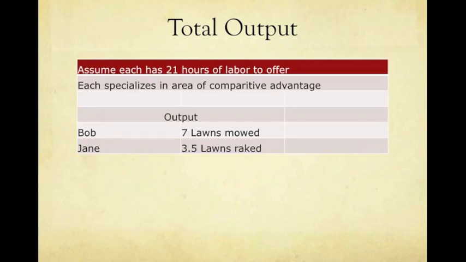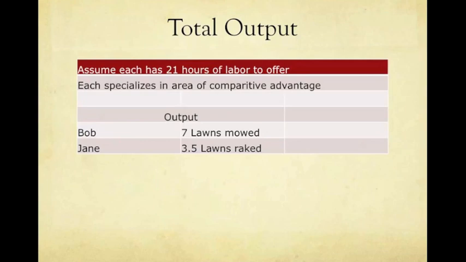So let's assume that each has 21 hours of labor to offer. So they've got 21 hours in which to work, and they're going to specialize. Bob in that time can mow 7 lawns, Jane can rake 3.5 lawns. It takes Bob 3 hours to mow a lawn, 21 hours, 7 lawns. Jane takes 6 hours to rake a lawn, 3.5 times 6, 21 hours. So this is going to be the total output between the two of them.